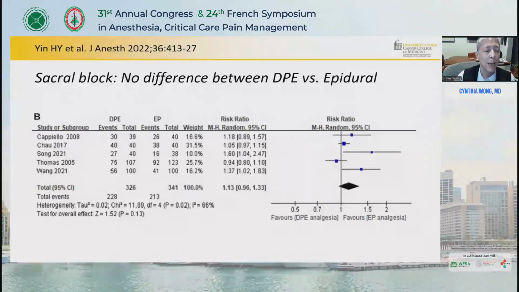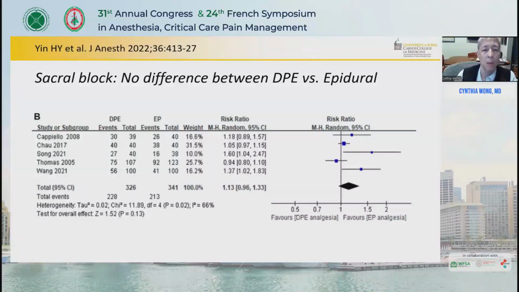Here is a systematic review meta-analysis, so a forest plot of studies that have compared DPE versus epidural for a sacral block. Again, one of the purported advantages of putting a hole in the dura is that there is better spread of local anesthetic from the epidural to the spinal space, and therefore one would get a sacral block faster. That was the hypothesis. You can see again that the results are heterogeneous.